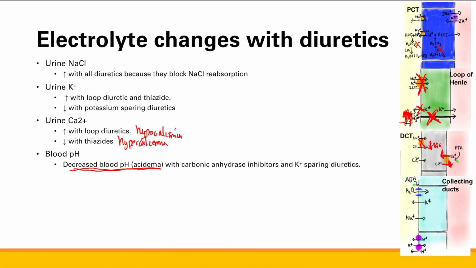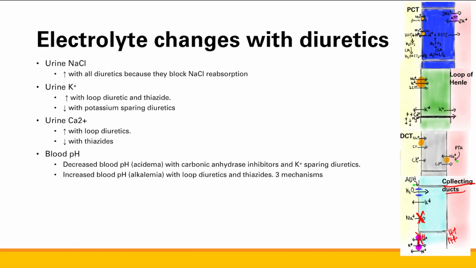The other one is the potassium sparing diuretics. Let's clear everything again. Potassium sparing diuretics, again, block in the collecting ducts. So what's going to happen? Remember, the key thing is what gets exchanged for the sodium. And remember that sometimes we get H+ exchange, but if you're going to block sodium reabsorption, there's less H+ exchange. There's more H+ in the blood, and thus you have an acidemia. So that's how carbonic anhydrase inhibitors and potassium sparing diuretics lower your blood pH.